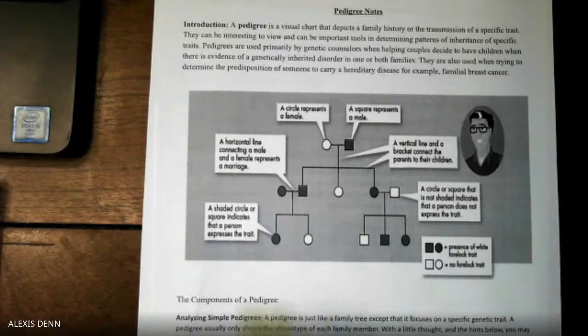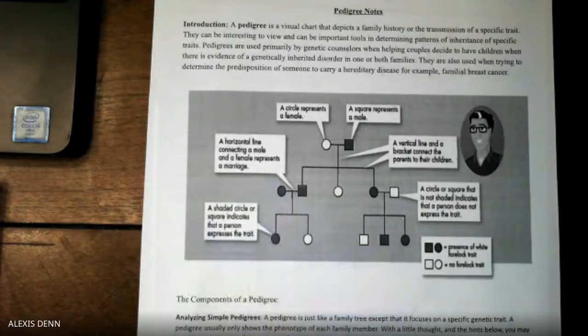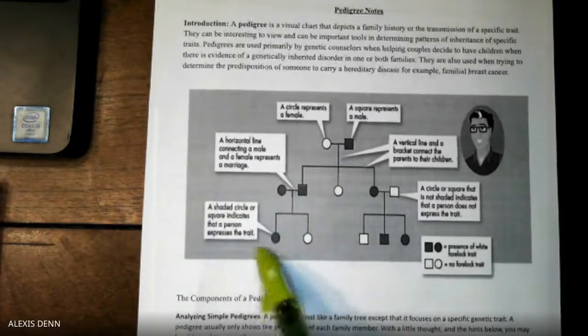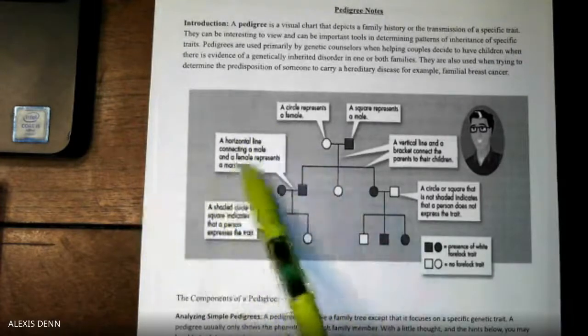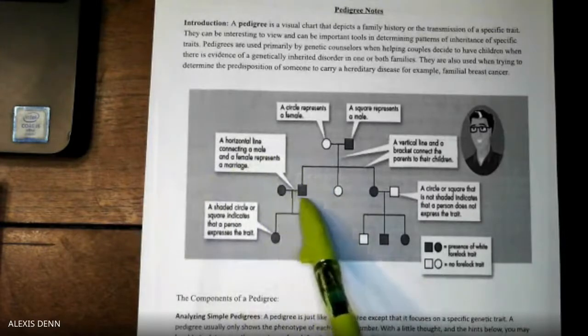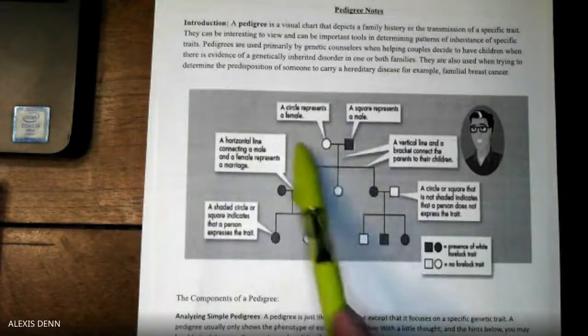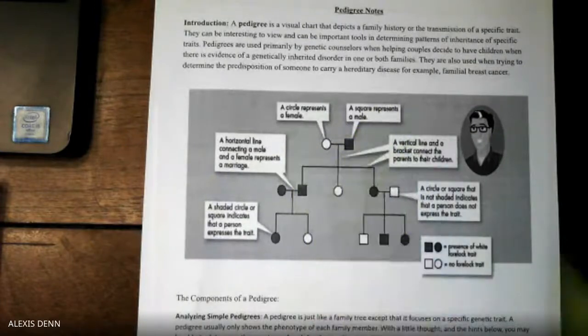Here is the key that you need to be able to read and create pedigrees. Shaded circles or squares indicate that a person shaded in has the specific trait you're tracing. A horizontal line connecting a male and a female represents a marriage. These two individuals here are married. A circle represents a female. A square represents a male.